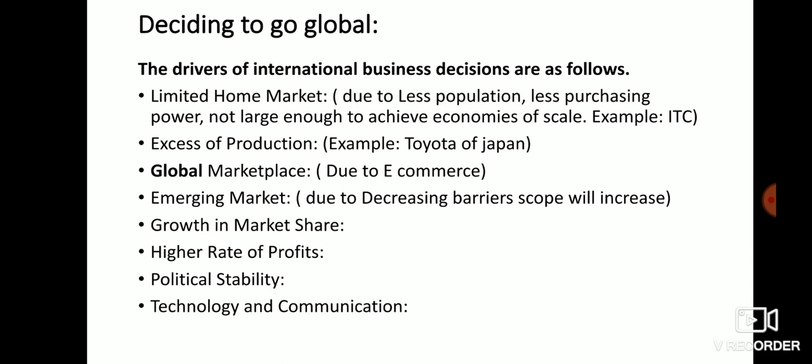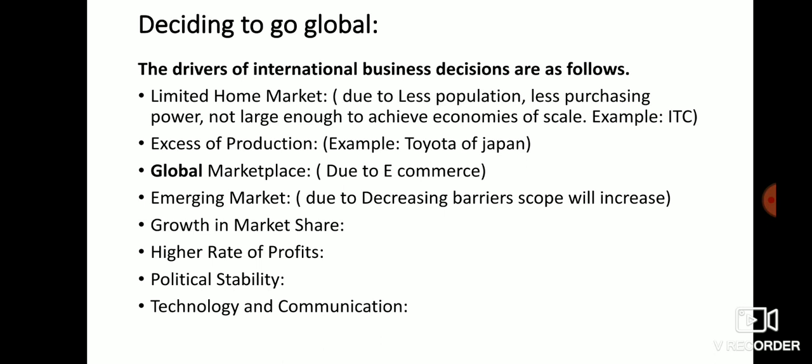Then growth in market share: whether we have the opportunity to increase market share at the international level. Let's say our objective is to go for the European market. We have to observe whether we have growth opportunities there to increase our market share. We have to observe that also.